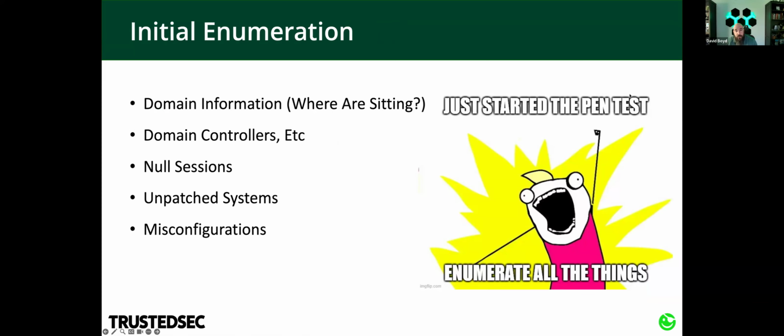So similar to the external, once we're inside the internal network, again, this is very general and high level. We'll start with some internal initial enumeration. We'll look at things like your domain information. So where are we sitting? You can use things like the Nmap broadcast script to try to find some very basic general domain information. We'll look for things like domain controllers, anything that's broadcasting DNS, or we'll look for things like null sessions.